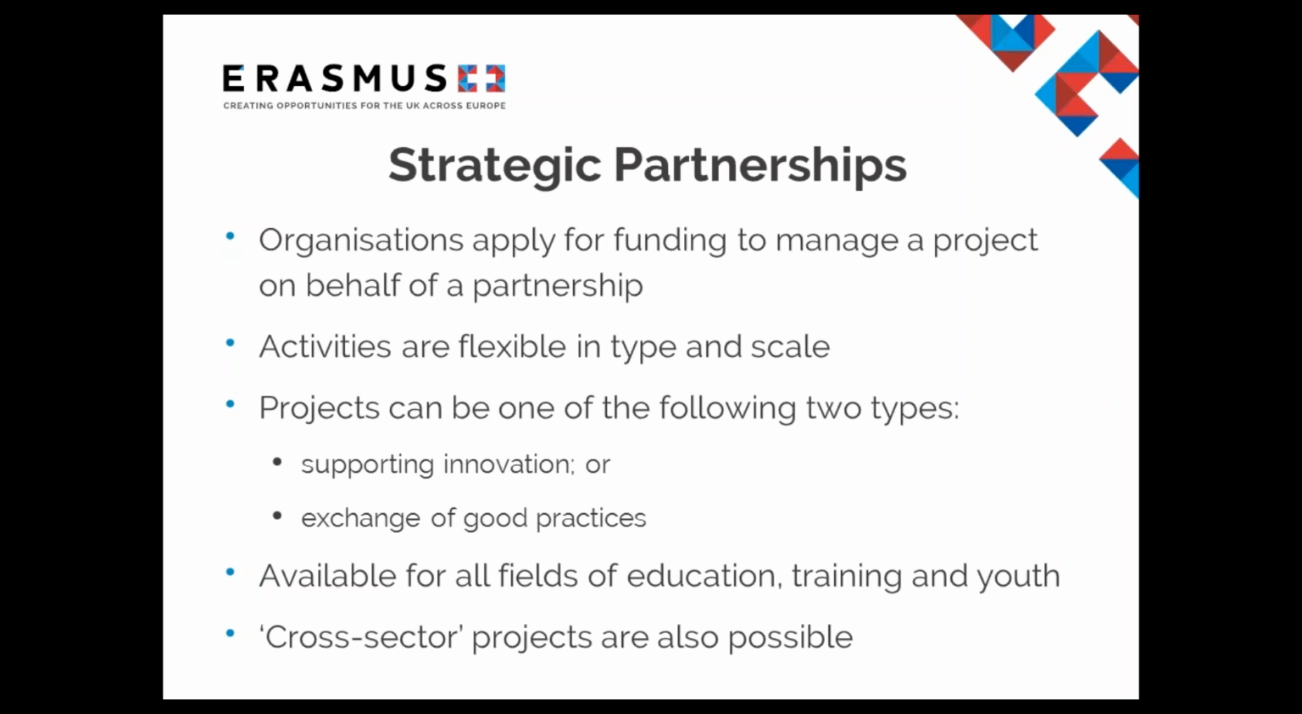The grant will vary depending on the size and scale of the project, and I will talk more about this when we look at the budget section of the application form. Strategic partnerships can address field-specific priorities relevant to the field the application is submitted under, for example, VET or adult education, and/or horizontal priorities. The partnership can be made up of organizations working directly in the field the application is submitted under, or in other fields of education, training, or youth. However, in all cases, the priorities addressed by the project and the composition of the partnership must be shown to be relevant to the field the application is being submitted under.